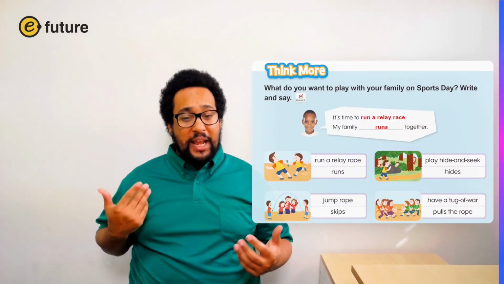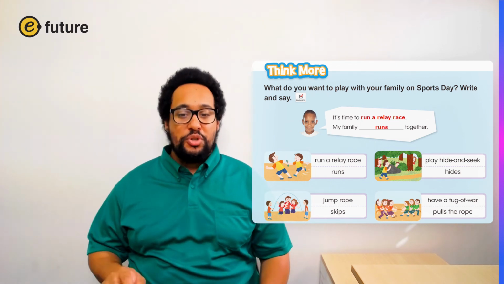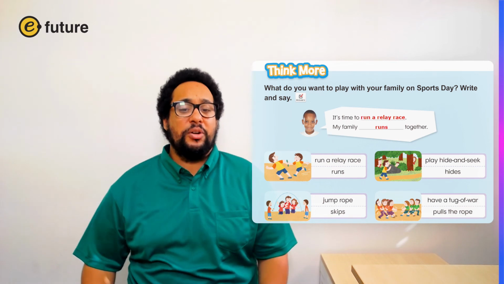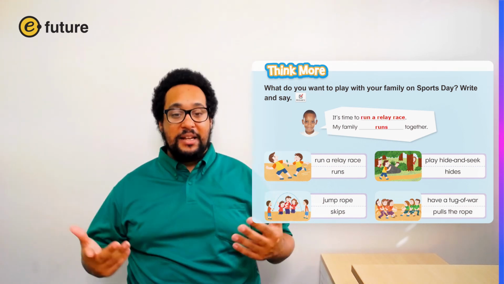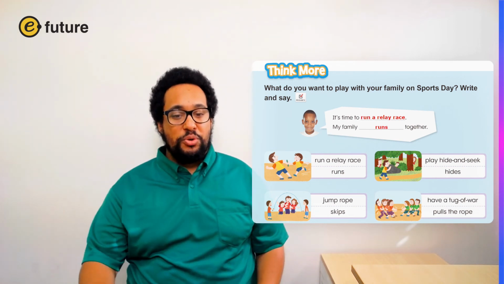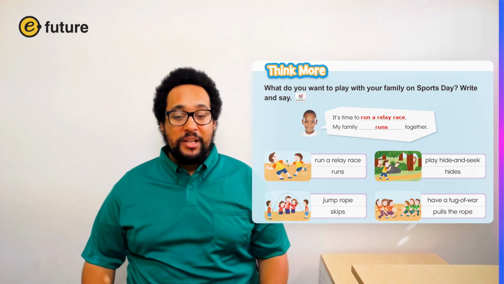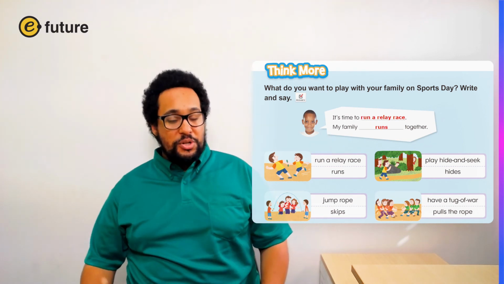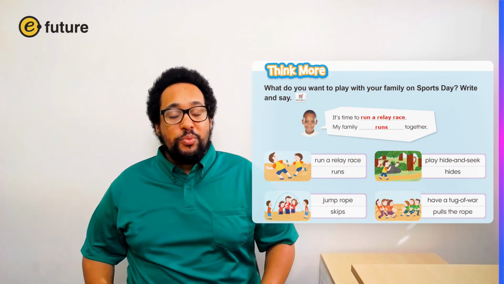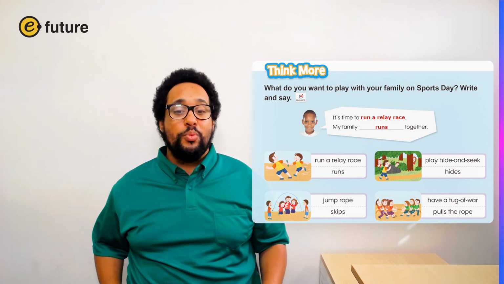Now, there are no wrong answers. You can choose whatever it is that you want to do. You can choose from the 4 pictures here, or if you want an extra challenge, you can choose something completely original. But let's practice what we want to say. So, let's say you chose the first one here. It's time to run a relay race. My family runs together. So if I wanted to join Jenny's team or Jenny's family, I would want to run a relay race with Jenny's family. And my family would run together.